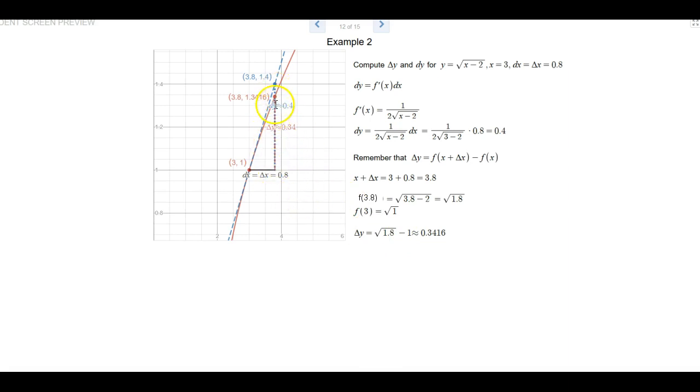You can see here, my tangent line is this blue dashed line, and the graph of the square root function is the red graph. Delta y is the vertical change on the graph of the function as I go from 3 to 3.8, whereas dy is the vertical change on the tangent line as I go from 3 to 3.8. So that differential dy is just another way to approximate function values for changes in x.